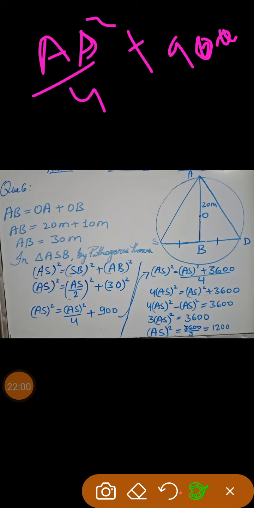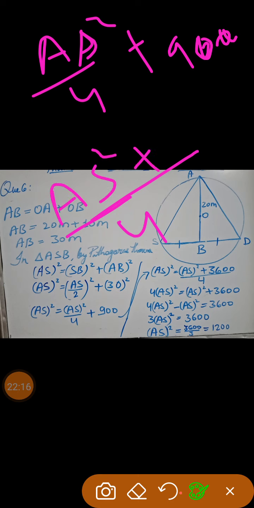So we will take the LCM. LCM will be 4, because the denominator of 900 is 1. Now 4 how many times is 4? 1 time. So 1 into AS square will be AS square. Then 4 how many times is 4? 4 times. So 4 multiplied by 900 will be 3600. So the answer will be AS square plus 3600 upon 4.